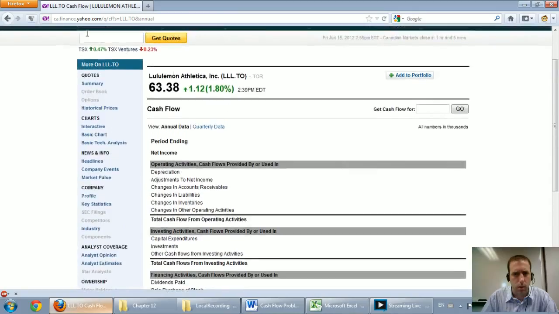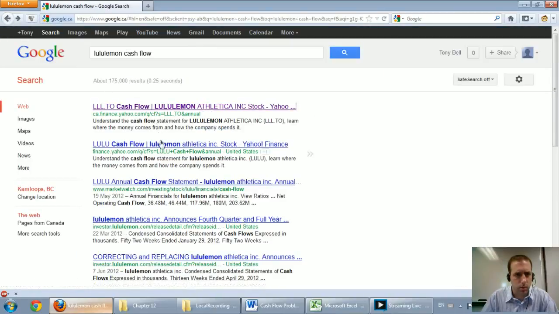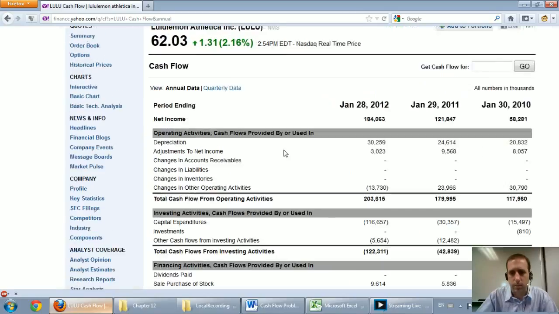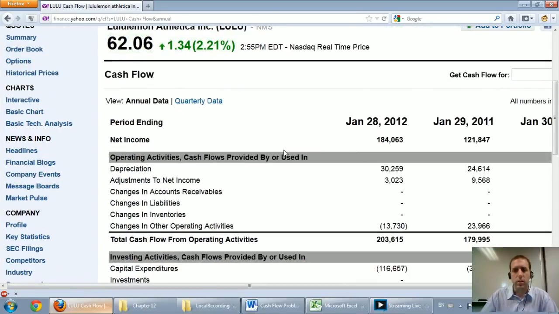And why am I not getting data? I looked this up just the other day. Let's try this one. There's some data. Okay. So let's look at Lululemon's.